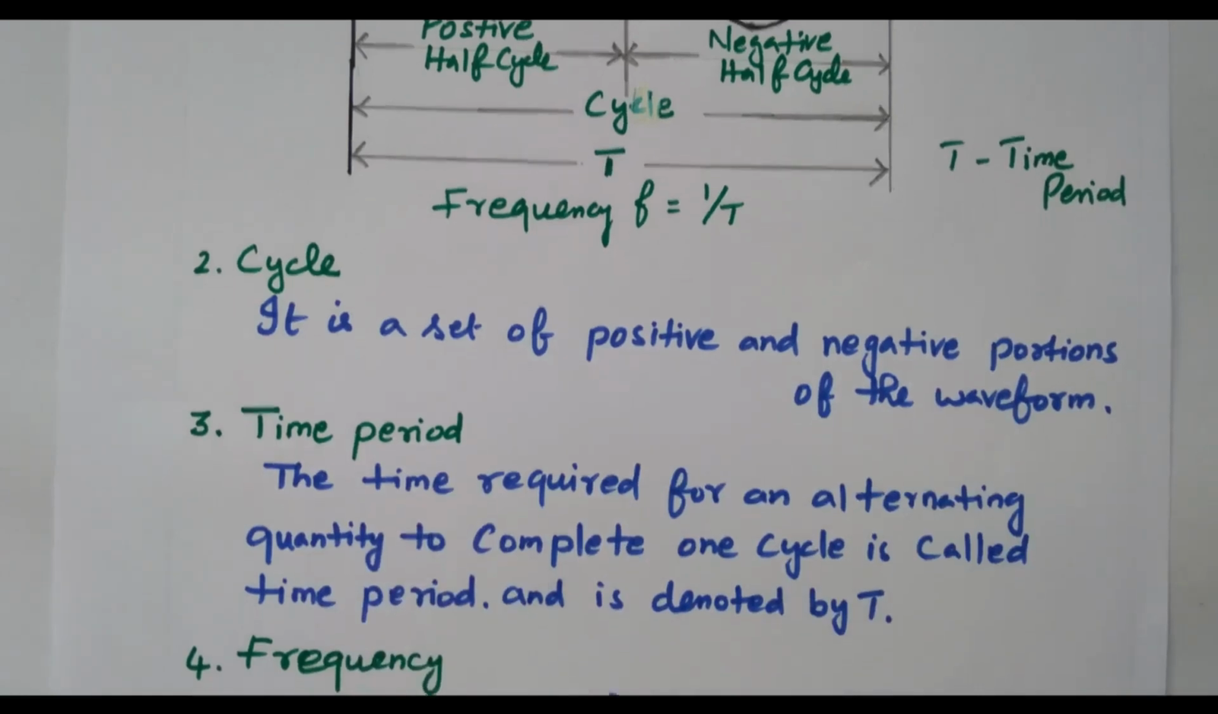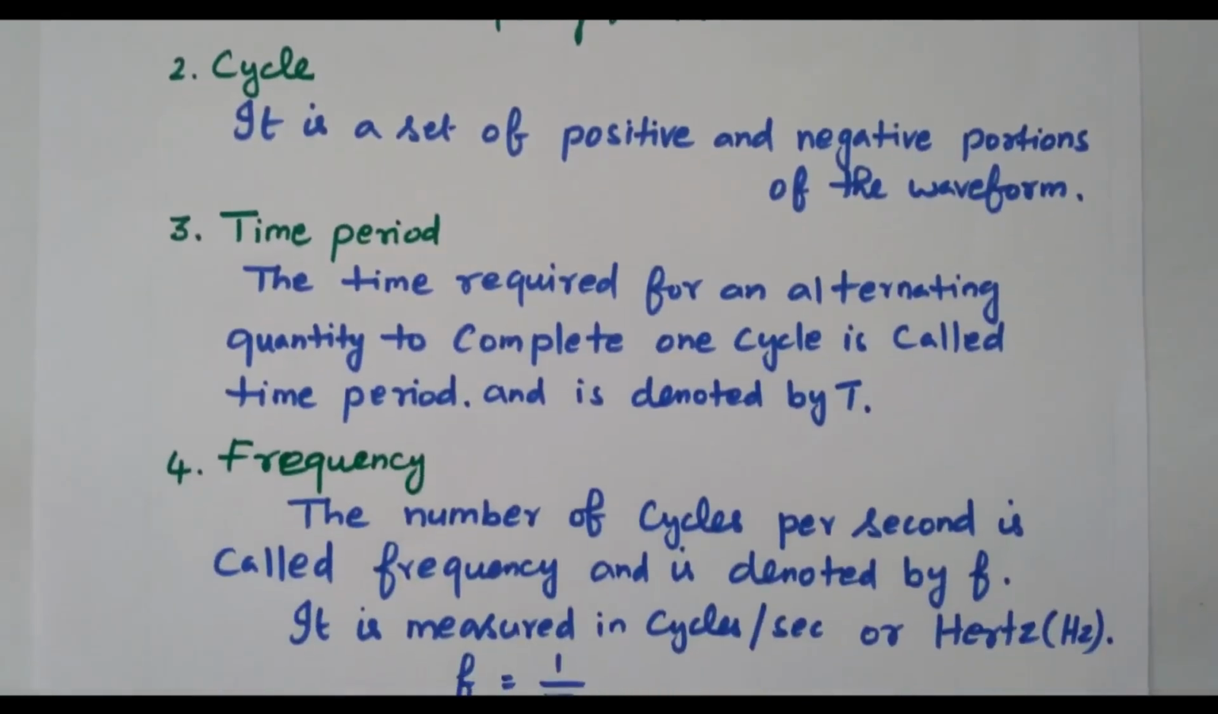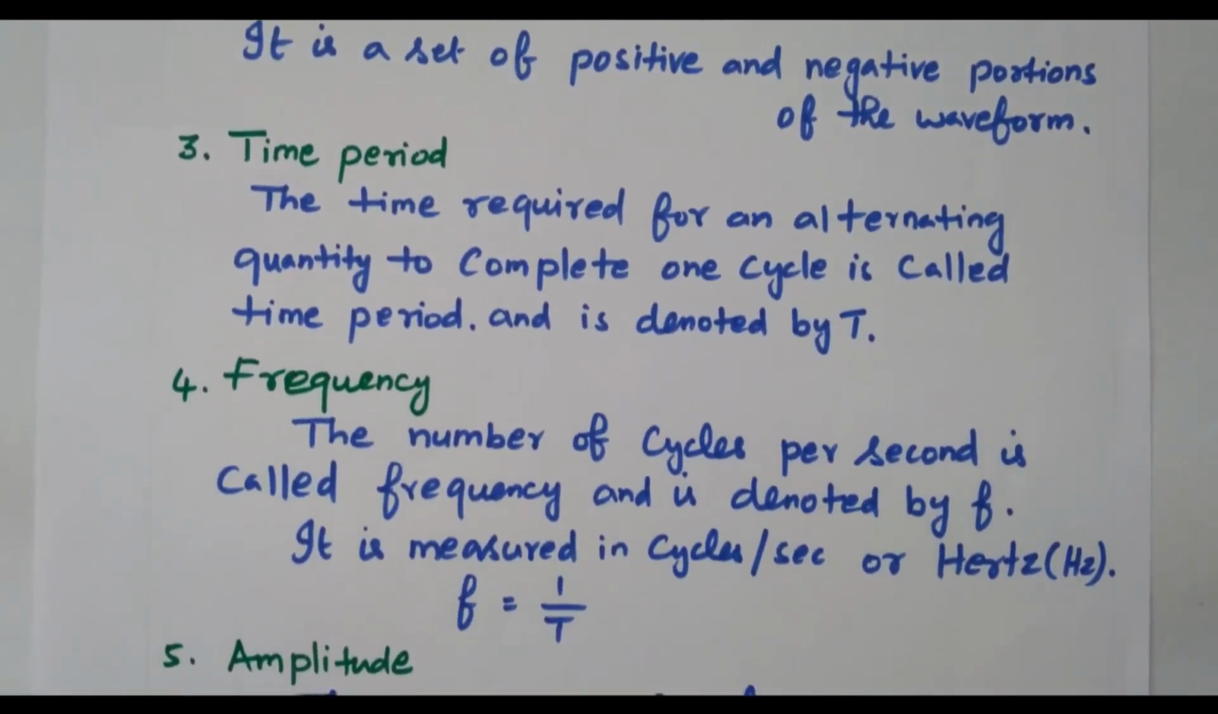Then we'll go to the frequency. Frequency is nothing but 1 divided by T. The number of cycles per second is called the frequency. So cycle means positive and negative, so completing one positive and negative per second. Within a second, how many cycles are completed is called the frequency. It is denoted by F. The unit is cycles per second, or hertz. F equals 1 divided by T.